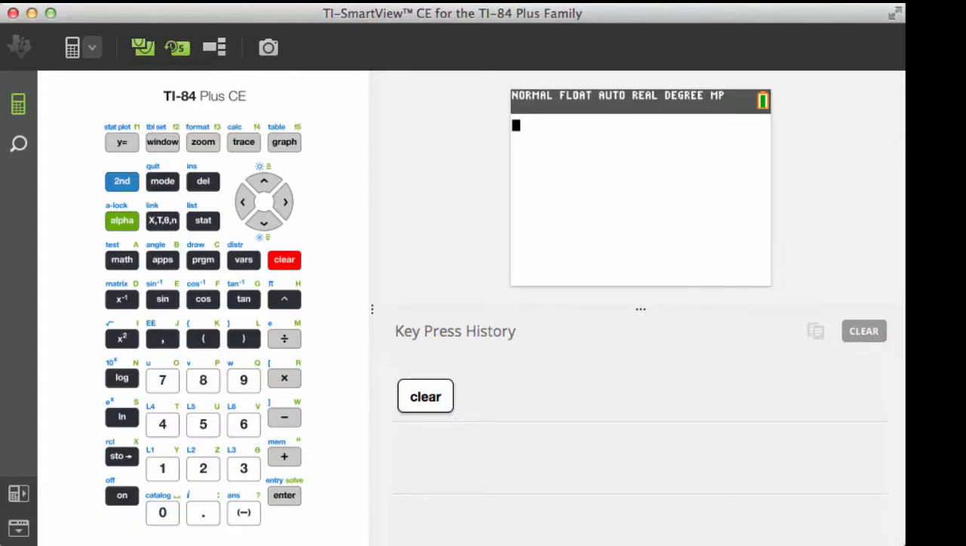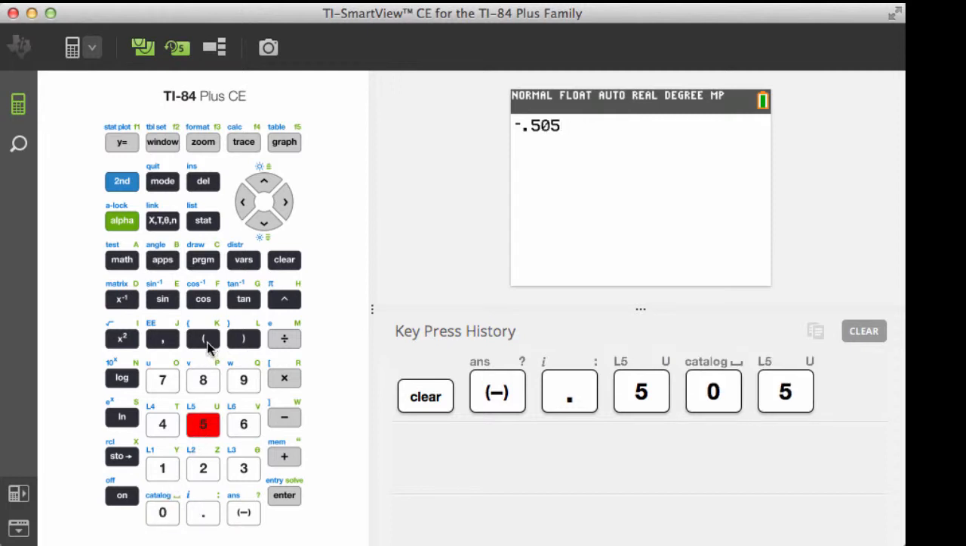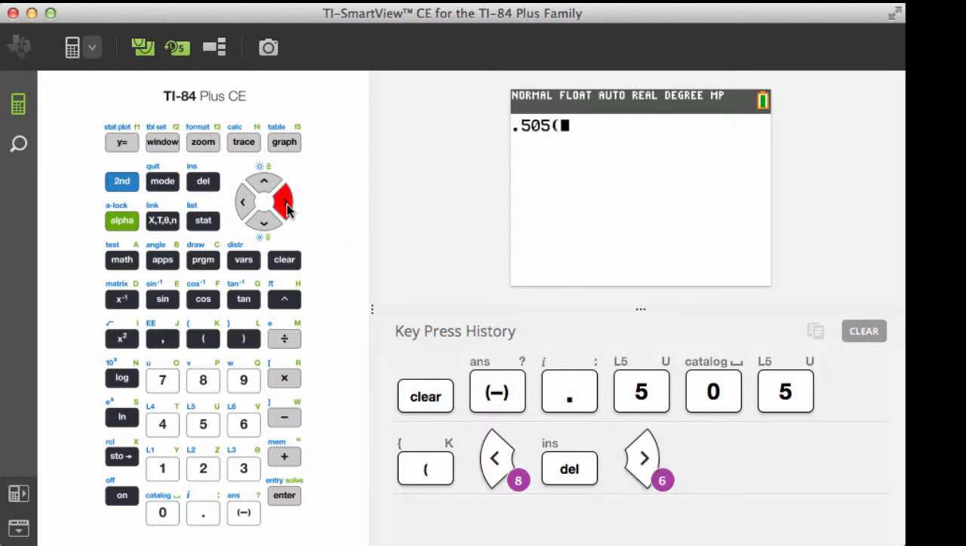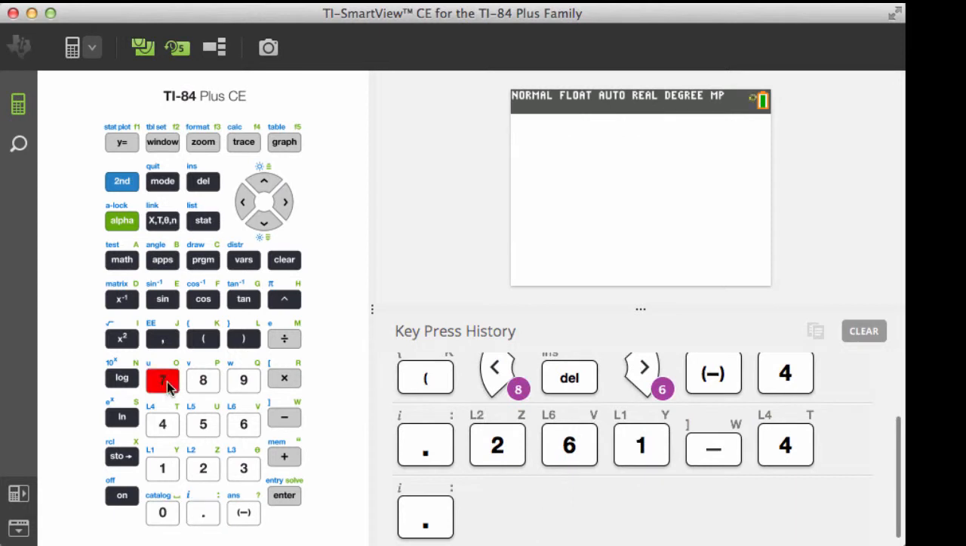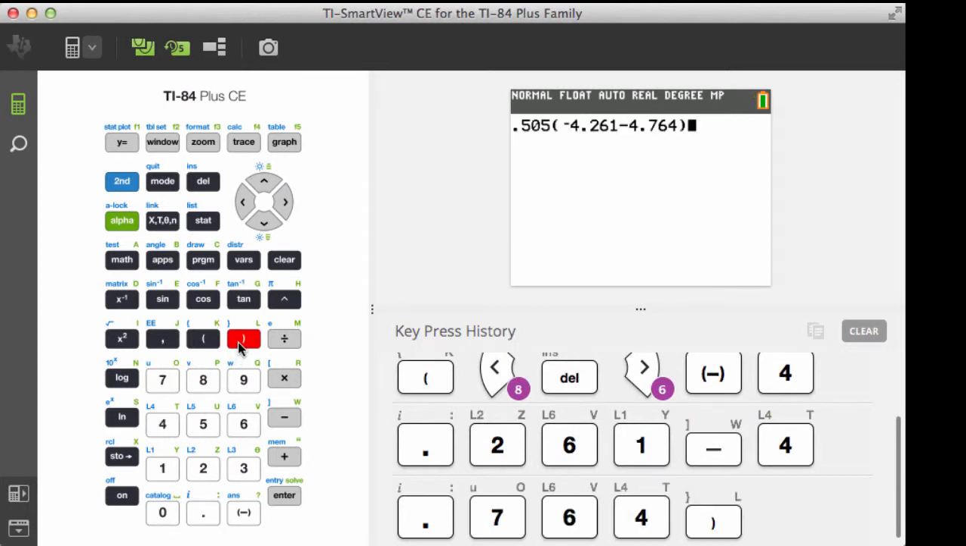Just so we make sure you know how to enter this in your calculator, that final answer would be negative 0.505 times, excuse me, it's not negative, 0.505 times, open parentheses, negative 4.261 minus 4.764, close parentheses, enter. And therein is my answer, my unrounded answer, and I record every digit.